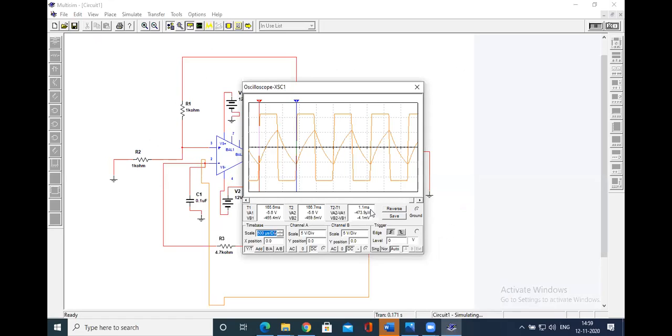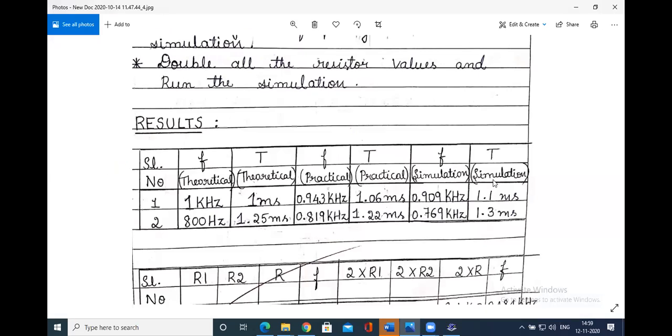See, 1.1 millisecond. Now calculating frequency from that, what do you do? You just reverse it, no? F equals 1 by T. 1 by 1.1 millisecond. Remember, 1 by 1.1 millisecond gives 0.909 kilohertz, right? So we have got frequency equals 0.909 kilohertz. It is almost nothing but 1 kilohertz only. So we match this simulation with the theoretical 1 kilohertz, and also we match this simulation with the practical 0.943. Practically we have got 0.943 kilohertz.